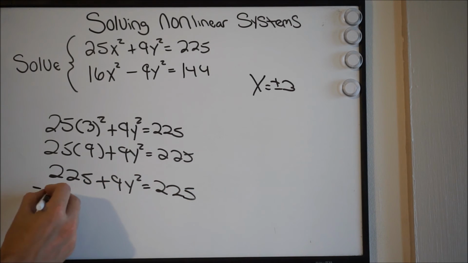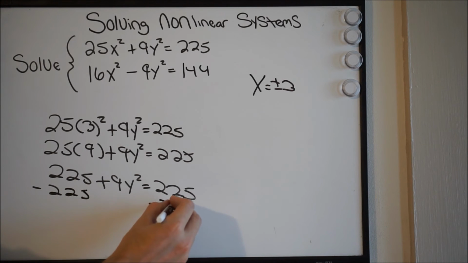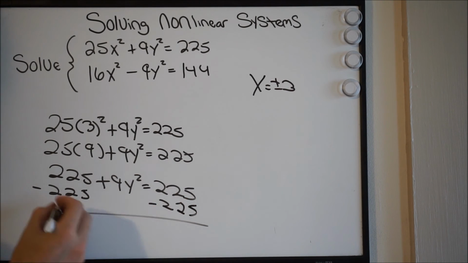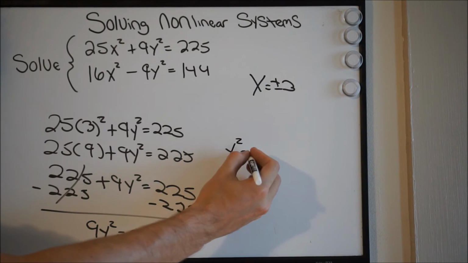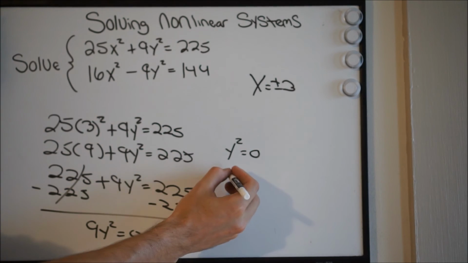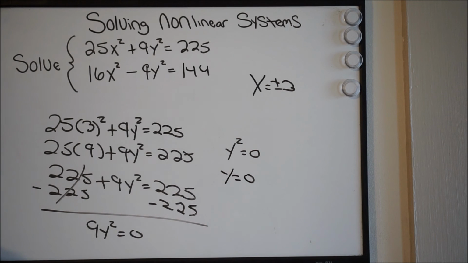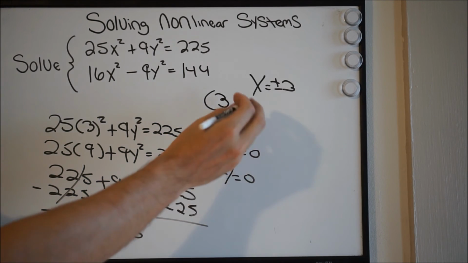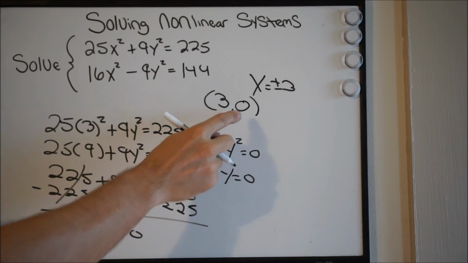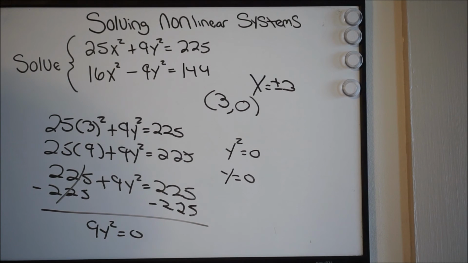We're simply going to subtract 225 on both sides, and you can probably see how this problem is going to work out. We get 9y squared equal to 0. Divide both sides by 9, and you get y squared equal to 0. Take the square root on both sides, and y will just equal 0. So what happened here? I plugged in a 3 and I returned a 0. So this point right here is one of my points of intersection, or one of my solutions.